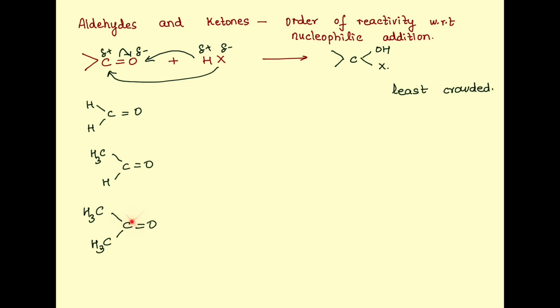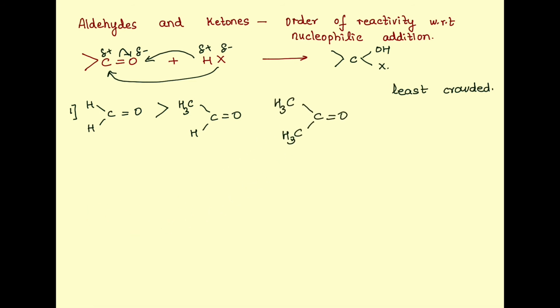Yes, the first one. That means methanol would be the happiest to undergo nucleophilic addition reactions, right? Followed by our ethanol. Yes, because ethanol now has an alkyl group attached to it. And the last to come in the series would be the ketone proper, propanone. Why? Because of what we call steric hindrance.